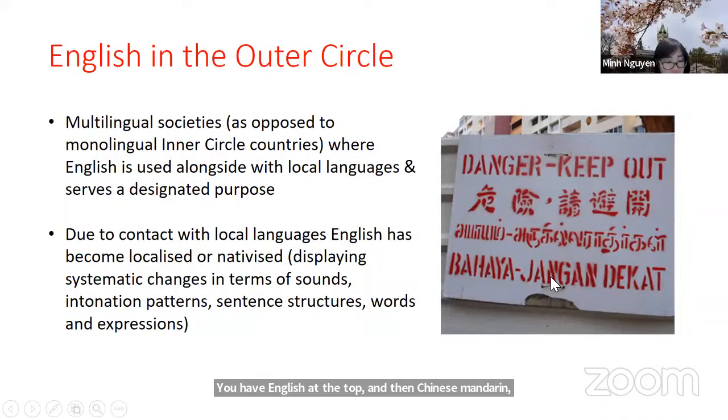Because of the contact with the local languages, English is said to have become localized in those countries. Meaning the way that English is used in those countries can be very different from the way that English is used in the UK or in the USA, in terms of their sounds, their intonation patterns, their sentence structures, words, expressions, and so on and so forth.